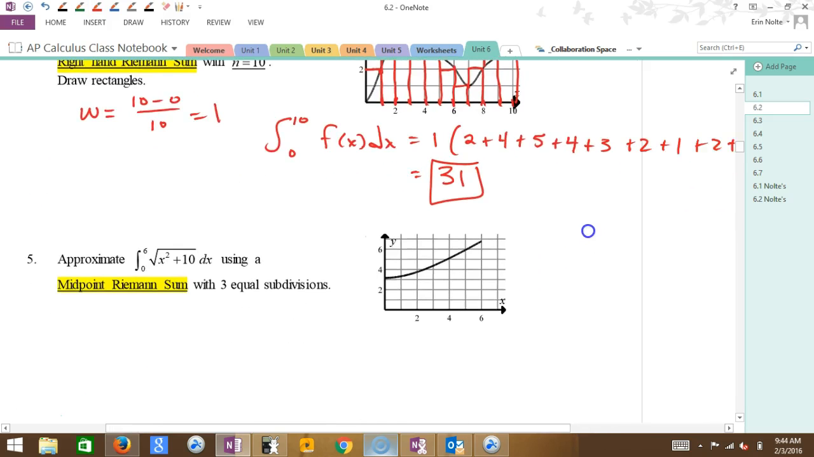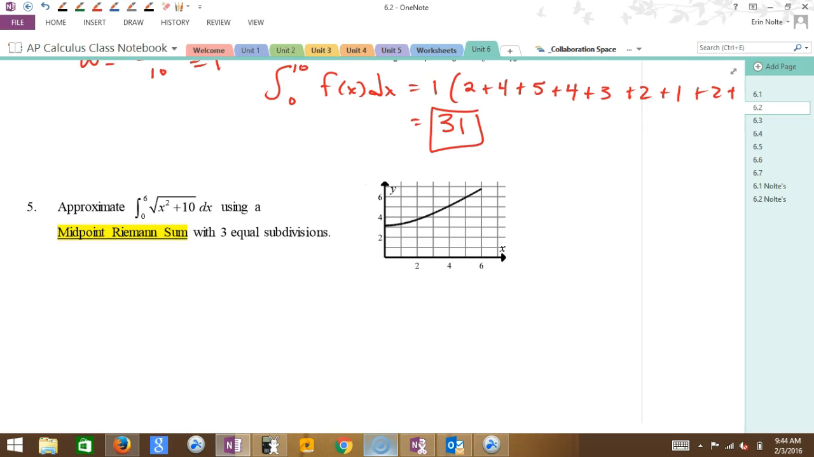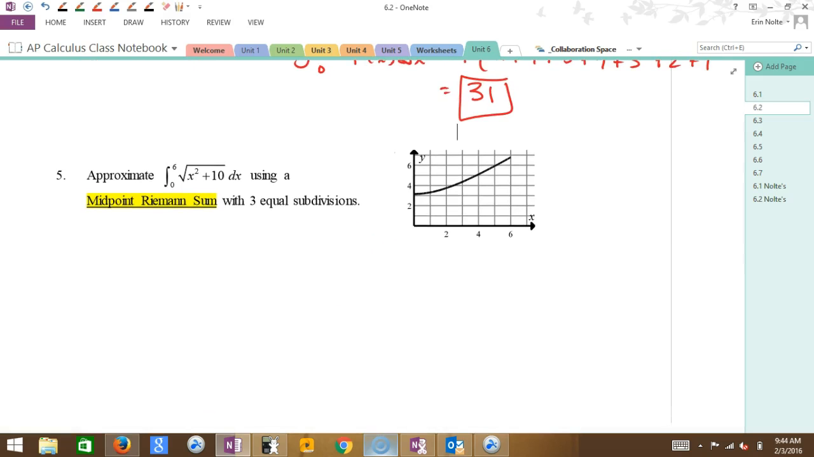Pretty simple, right? Number 5 is a completely different function, so we can see this a little differently. First of all, what is my width? We're going to go 6 minus 0 over 3, which is 2. So we have widths of 2. We're looking between 0 and 2, 2 and 4, 4 and 6. Now I want to think about which kind of summation I'm doing. I'm doing a midpoint, so that means the middle of that rectangle.